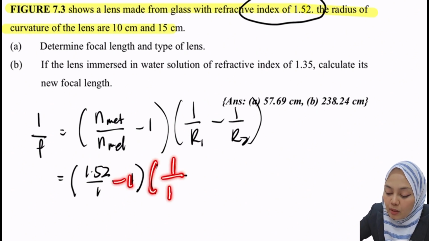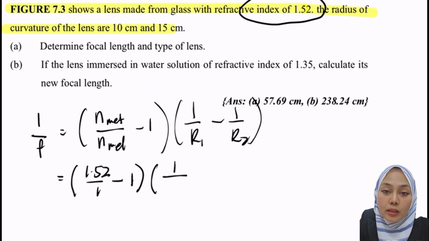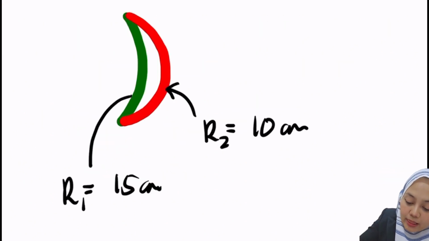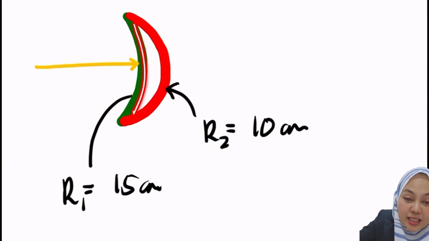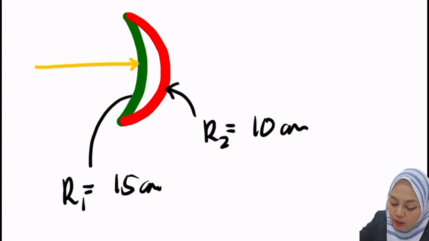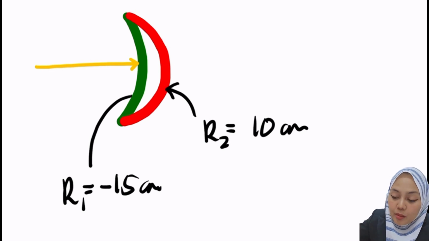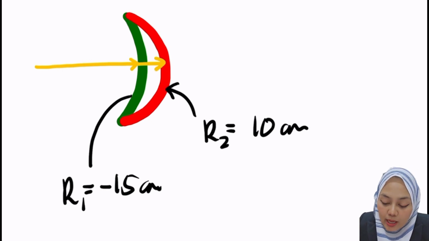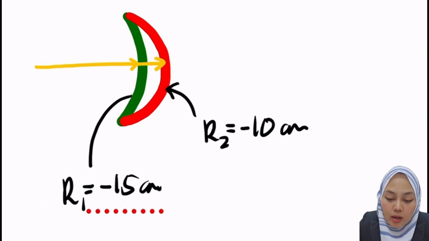Now we want to determine whether R1 is positive or negative, as well as R2. Let's imagine a light ray coming from this side. You can see that on the first surface this is a concave surface, hence our R1 becomes negative. But what about the second surface? As the light ray continues to hit the second surface, it is also concave, hence our R2 is also negative.